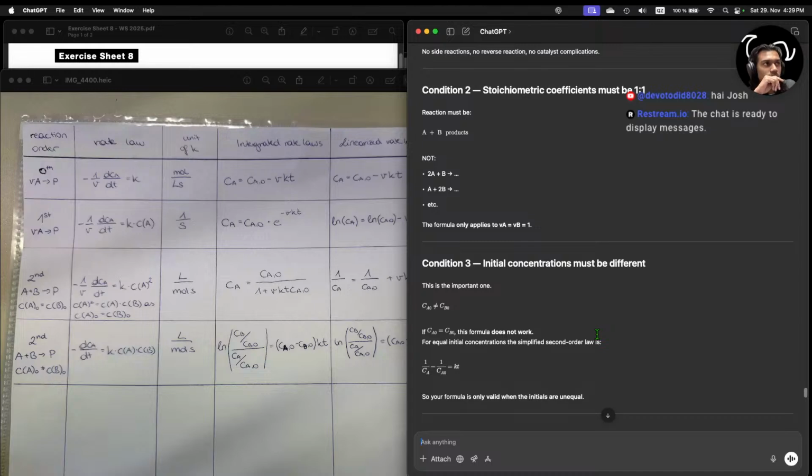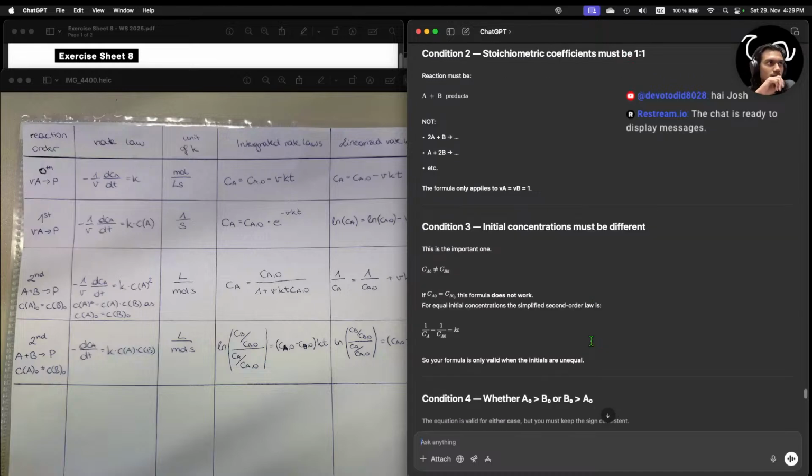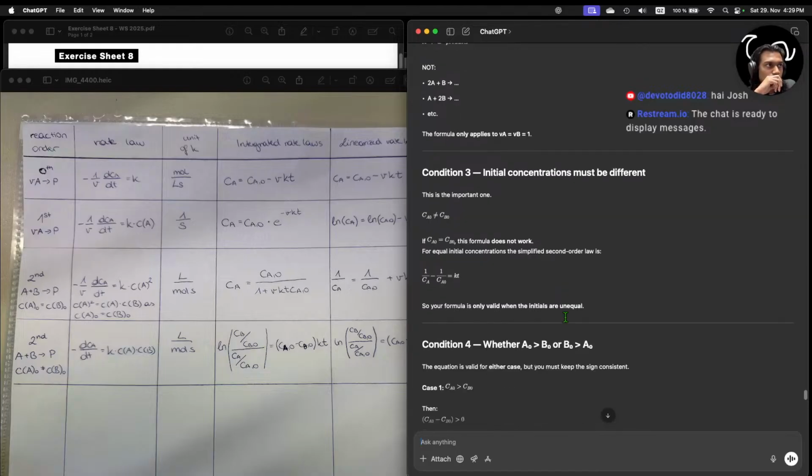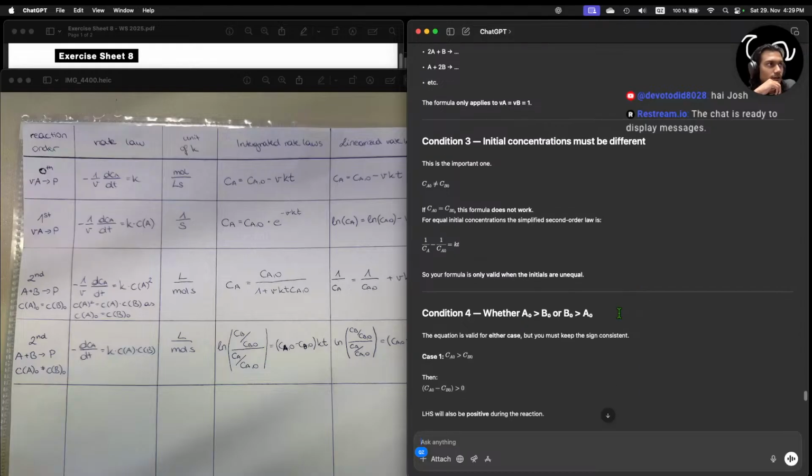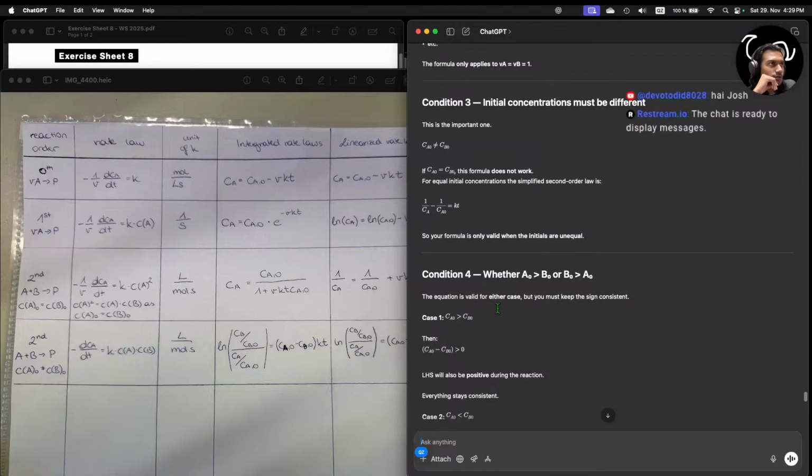Initial concentration must be different, okay? Whether A is greater than 0, okay? The equation is valid for either case, but you must keep the signs consistent.